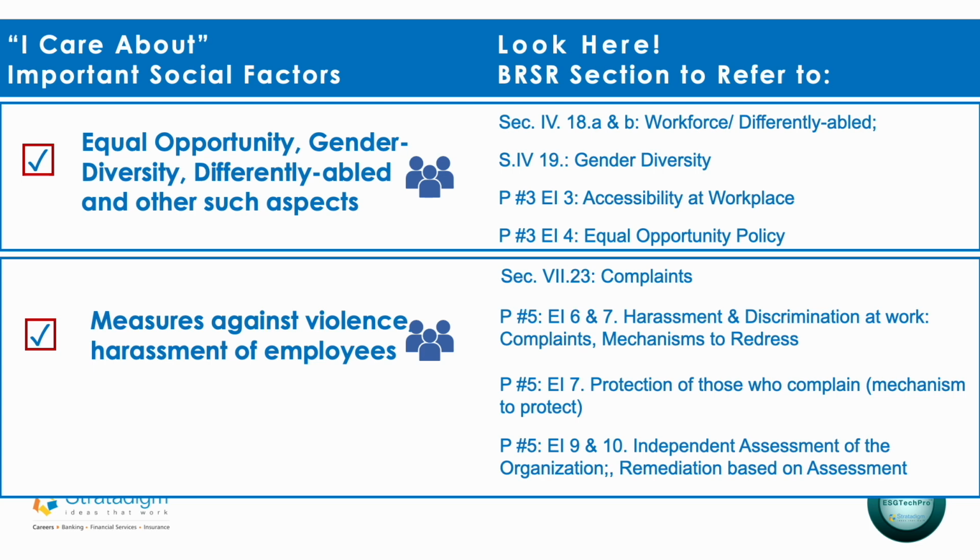In Principle 5, essential indicators 9 and 10, the organization ought to be independently assessed for its protection of employees from violence and harassment. And based on that external assessment, what remedial action was taken by the organization.